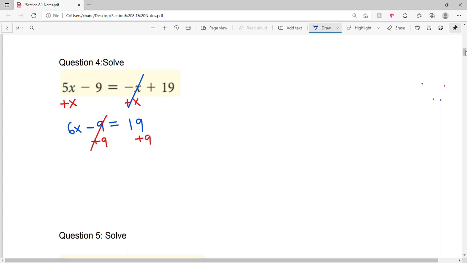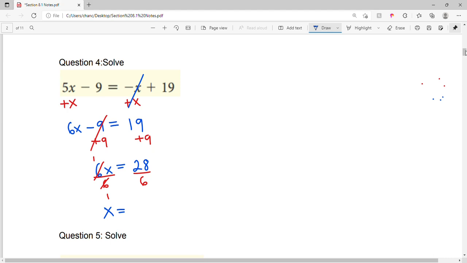We simplify the left, being 6x, and this is equal now to 19 plus 9. 19 plus 9, that's 28. We can divide both sides by 6 to isolate the x variable. Dividing both sides by 6, and then we can simplify. The 6 and the 6 reduces to a 1. This gives me x is equal to, now on the right I have 28 divided by 6.